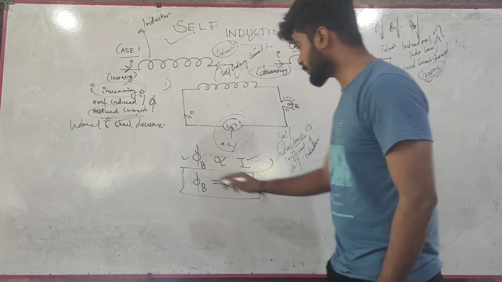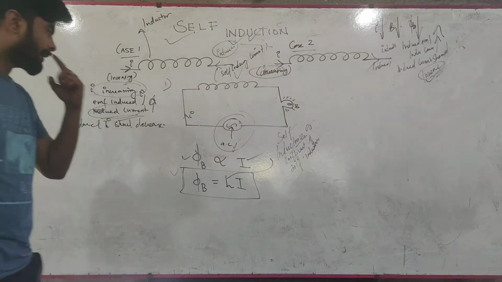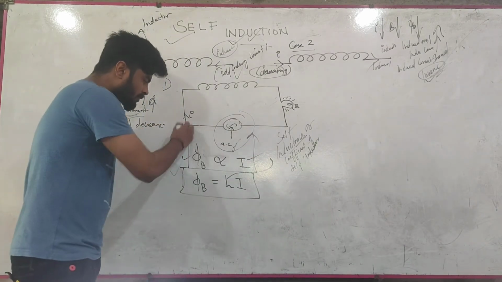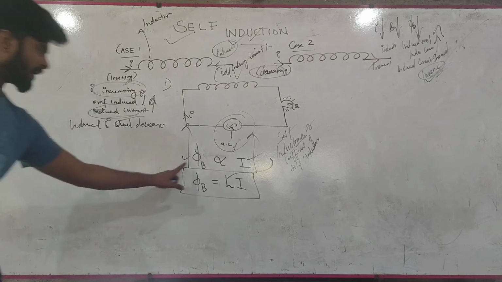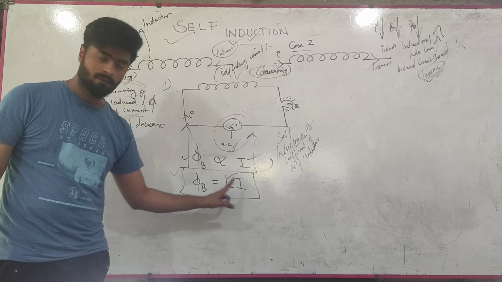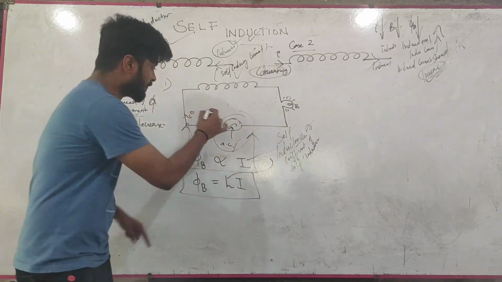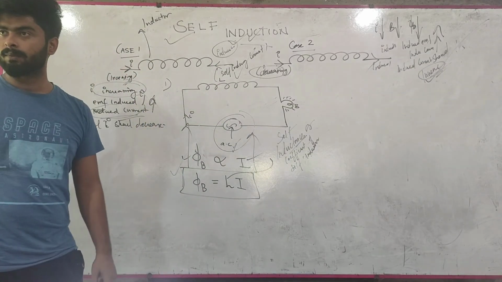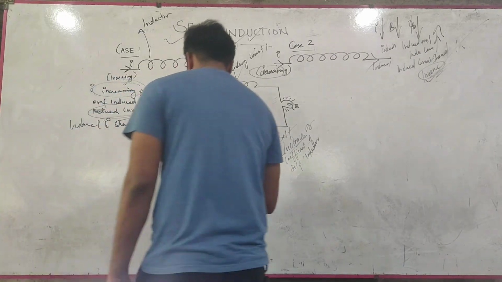Clear? So this was the observation made from self-induction. They could observe that whenever the current through the coil was increased, the magnetic flux also increases. So phi B is directly proportional to I. In the next step, phi B is equal to Li, where L is a constant called the self-inductance of that coil, or coefficient of self-induction. So you have got an equation for phi B, right?